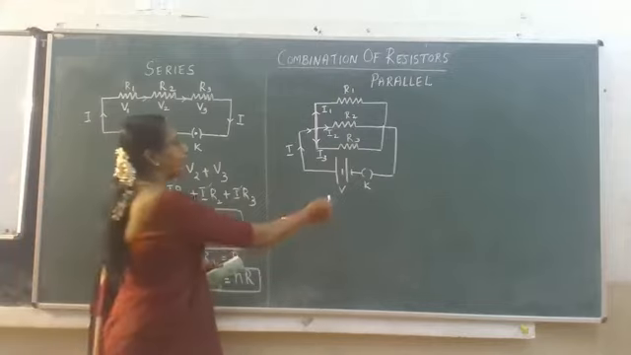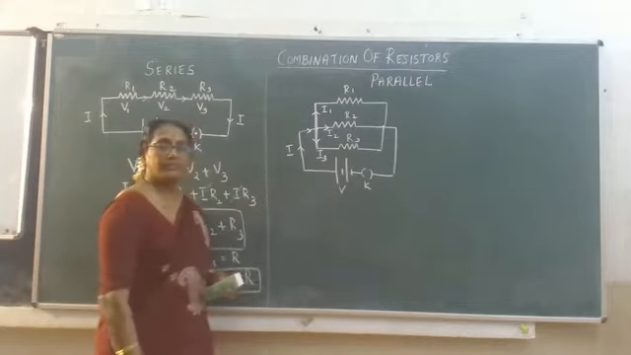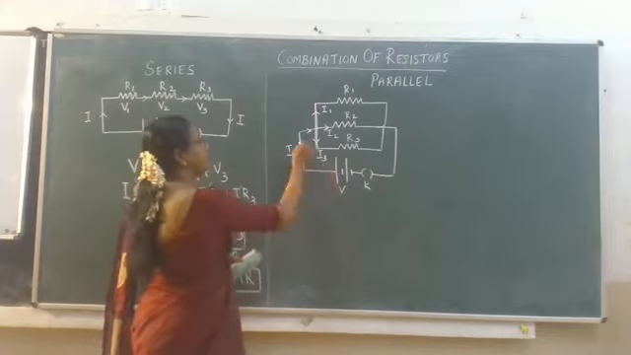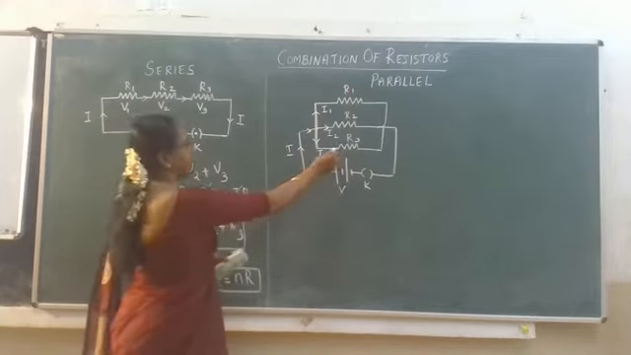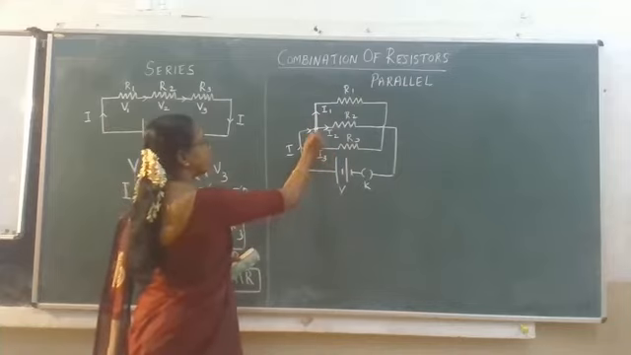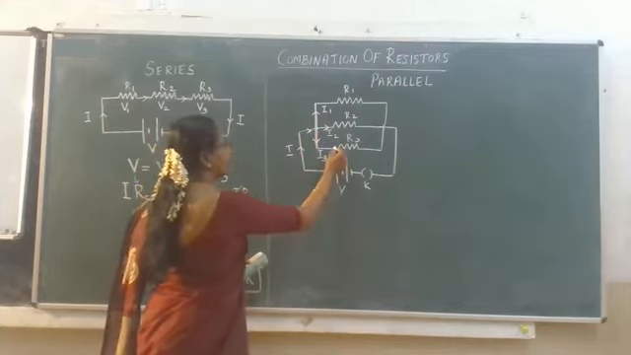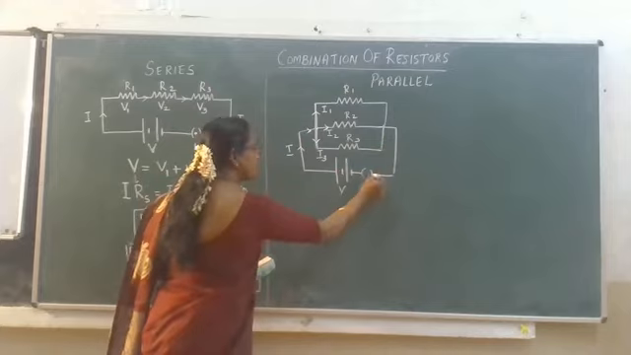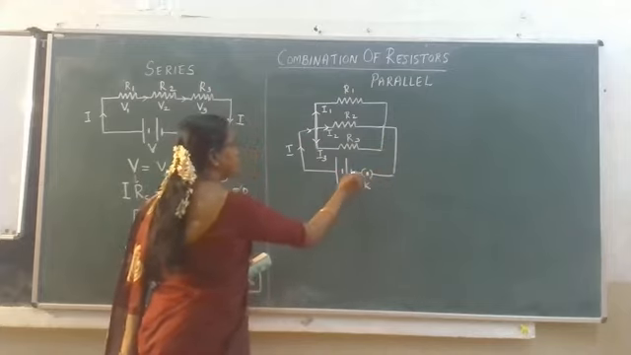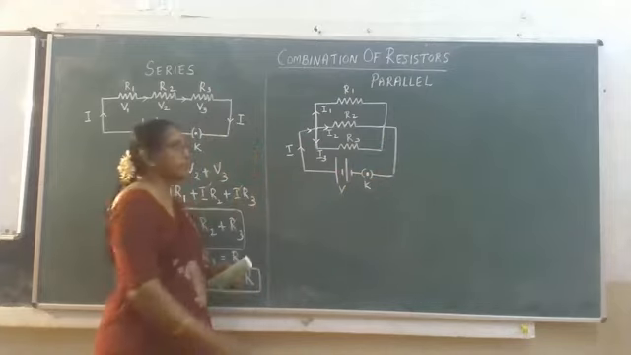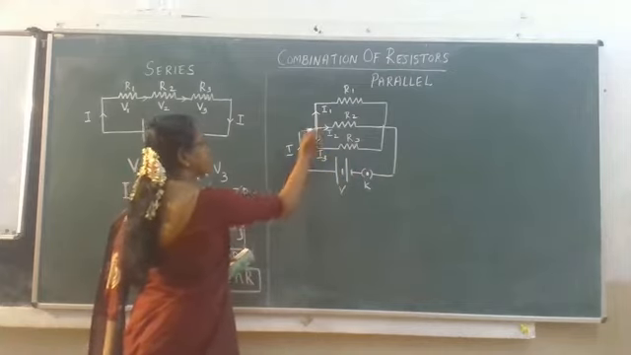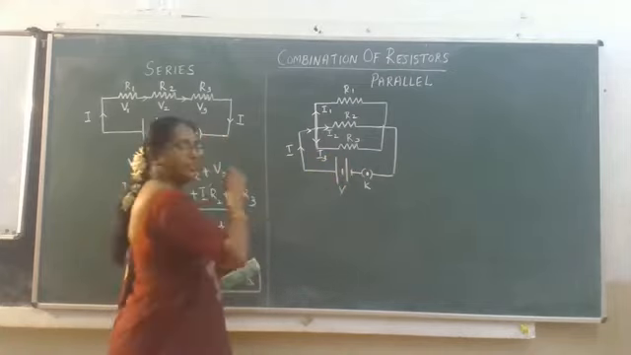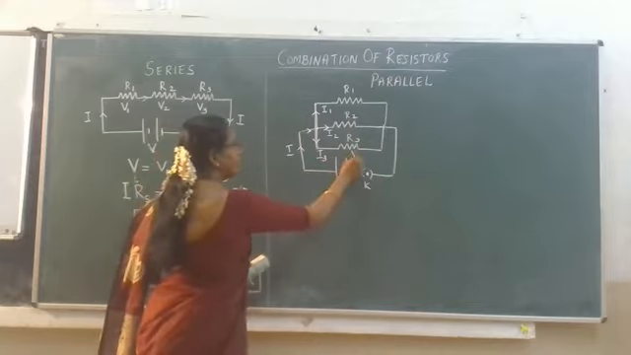Now what will happen to this value of V? The V will be remaining same for all. Will it be? You look at this circuit. One end of the resistor is connected to the positive terminal. The other end of the resistor is also connected to the negative terminal. So this resistance R3 is getting the positive terminal directly as well as the negative terminal. So it is getting V volt.